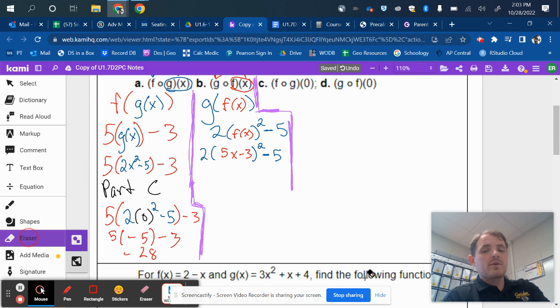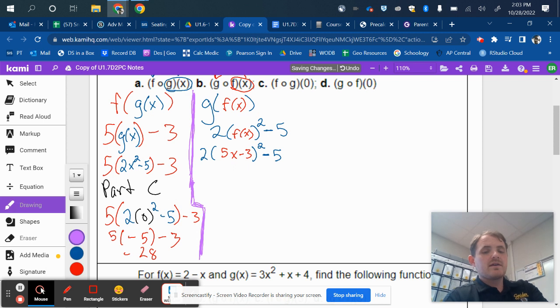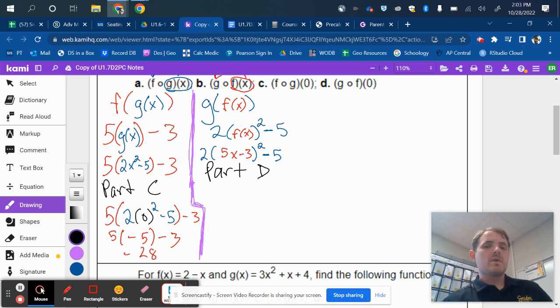Okay. For part B, it's literally the same thing. Part B and D, yeah. So from here, we're doing part D. What's the only difference between the line above part D and what I'm about to write? What am I going to put instead? The x becomes a what? Good job.